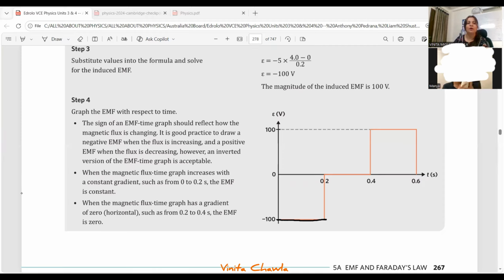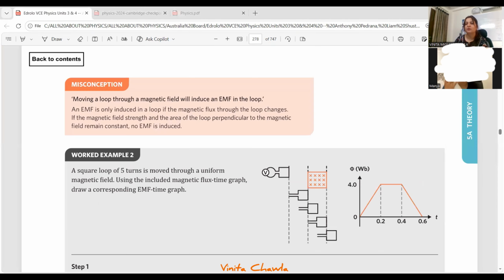Now from 0.2 to 0.4 second. Yes, Manya. From 0.2 to 0.4 second, do you see any change in the magnetic flux here in this time period? No, it's constant. So phi b is constant. So if the magnetic flux is constant, then will there be any change in induced EMF or any current in the circuit?